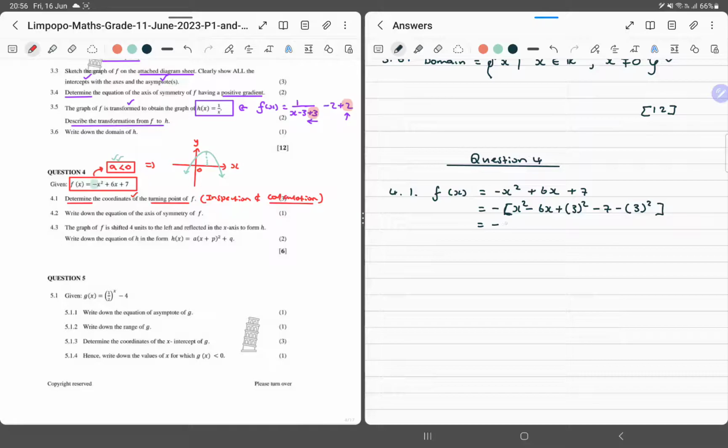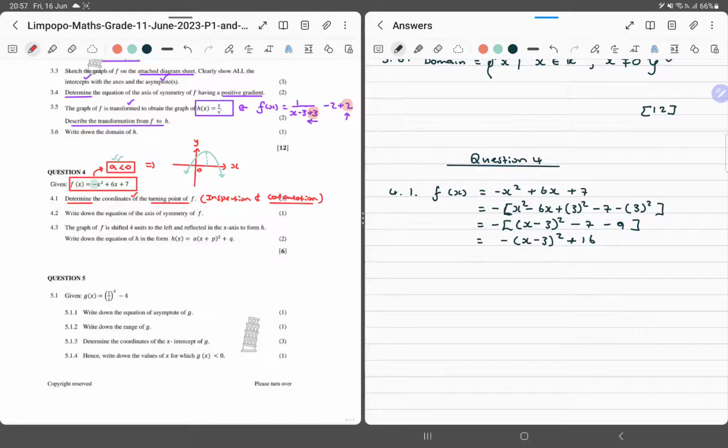Okay, so now let's see. We work things out. We take what is under the square, we take the original sign, and then we square that thing. So this is going to be minus 7 minus 9. We sort this out. We FOIL this business out. It's going to be minus, into x minus 3 all squared. This is minus 7 minus 9, which is minus 16. And then times minus 1 is going to be plus 16.